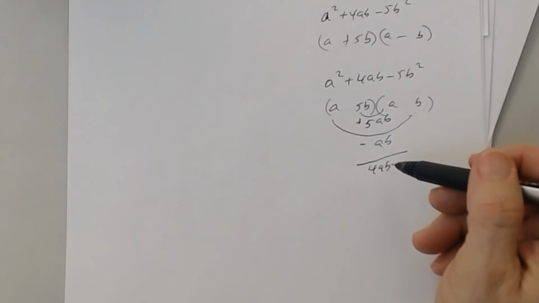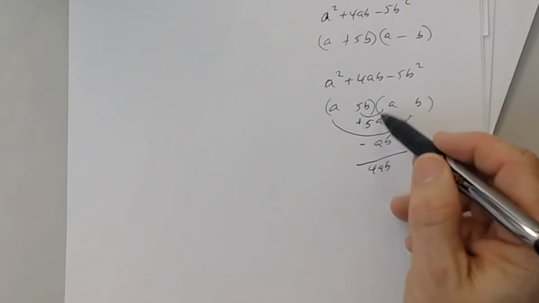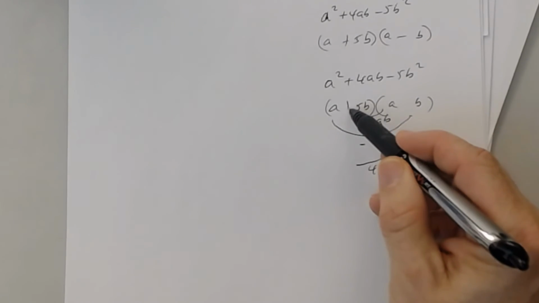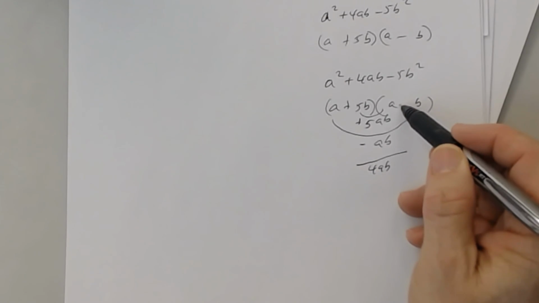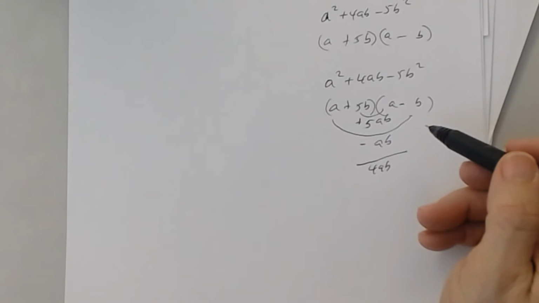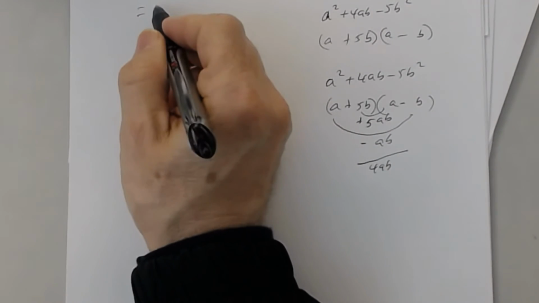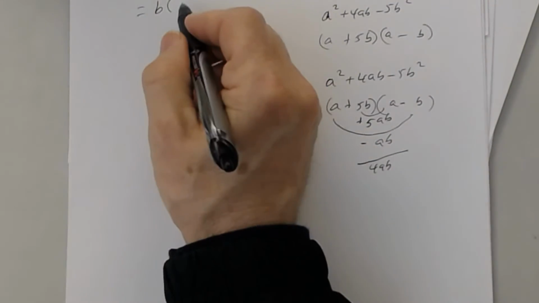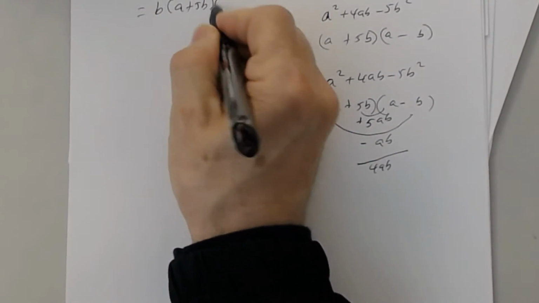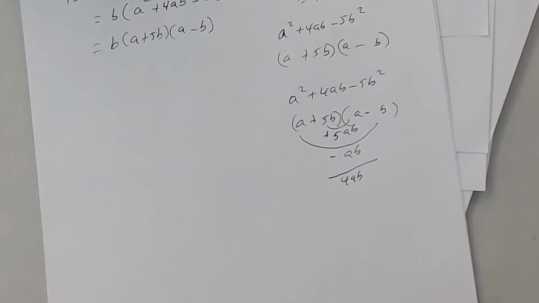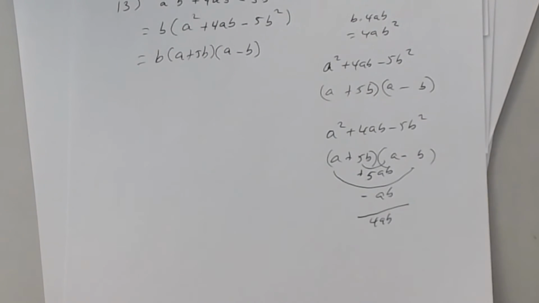All right. So that's what you do in your mind. That's really the way you're thinking. So therefore, if I want the inner to be a positive 5ab, then this has to be a plus symbol, and this has to be a negative symbol or minus symbol. Okay? And so that's going to go here. So I'm going to say b times a plus 5b times a minus b. Okay?